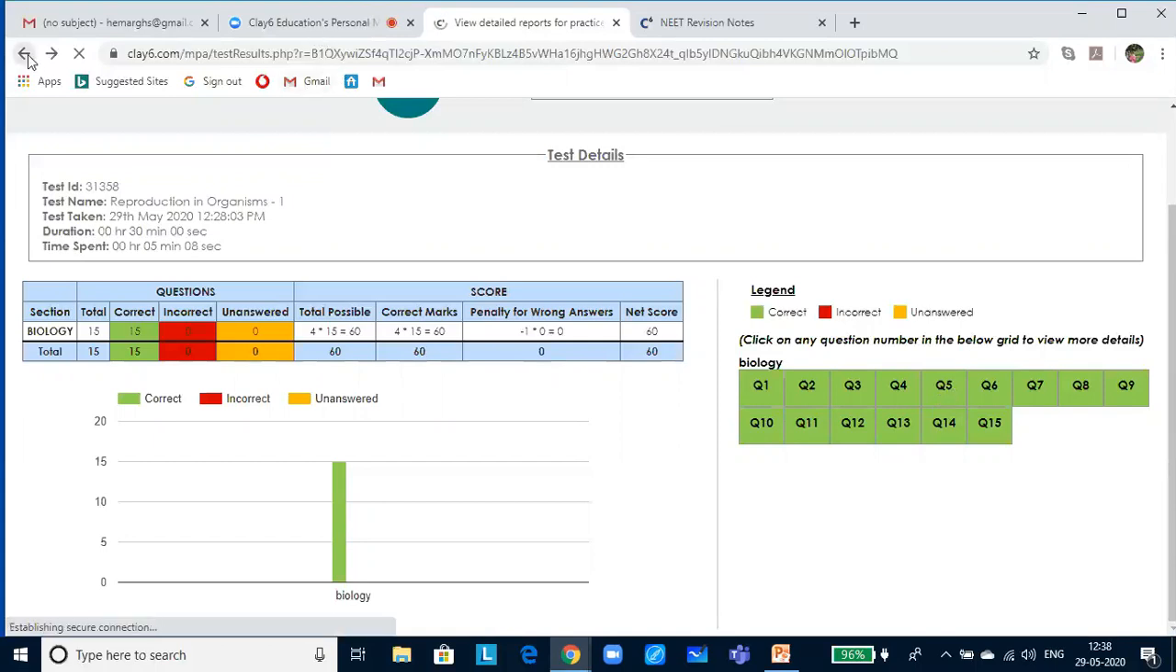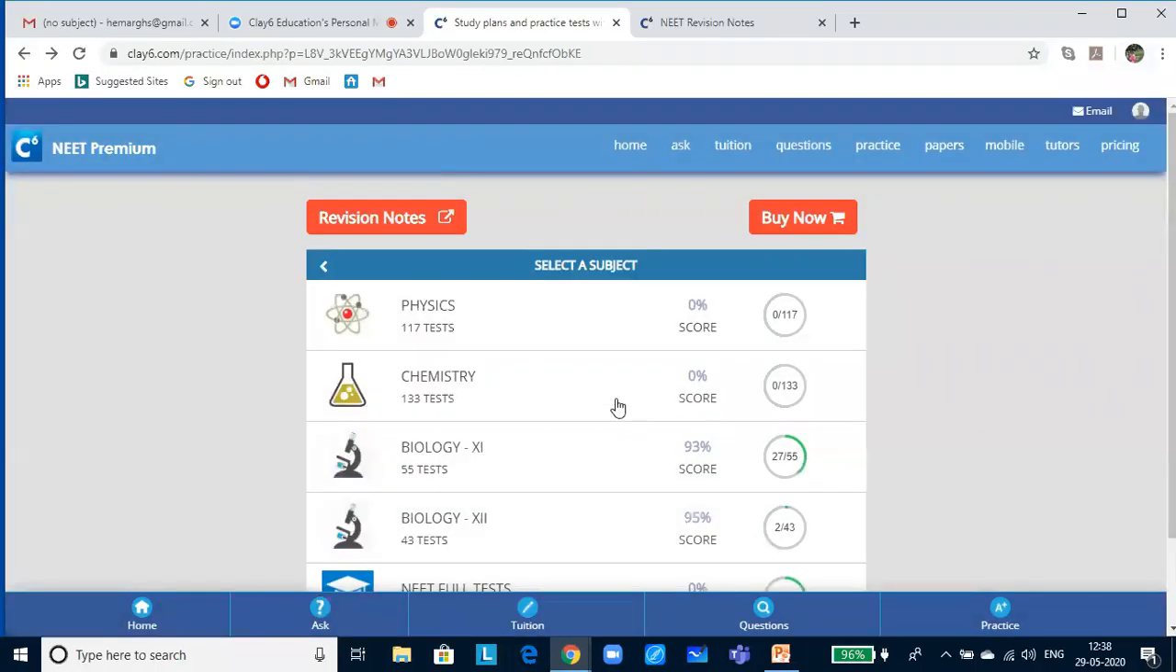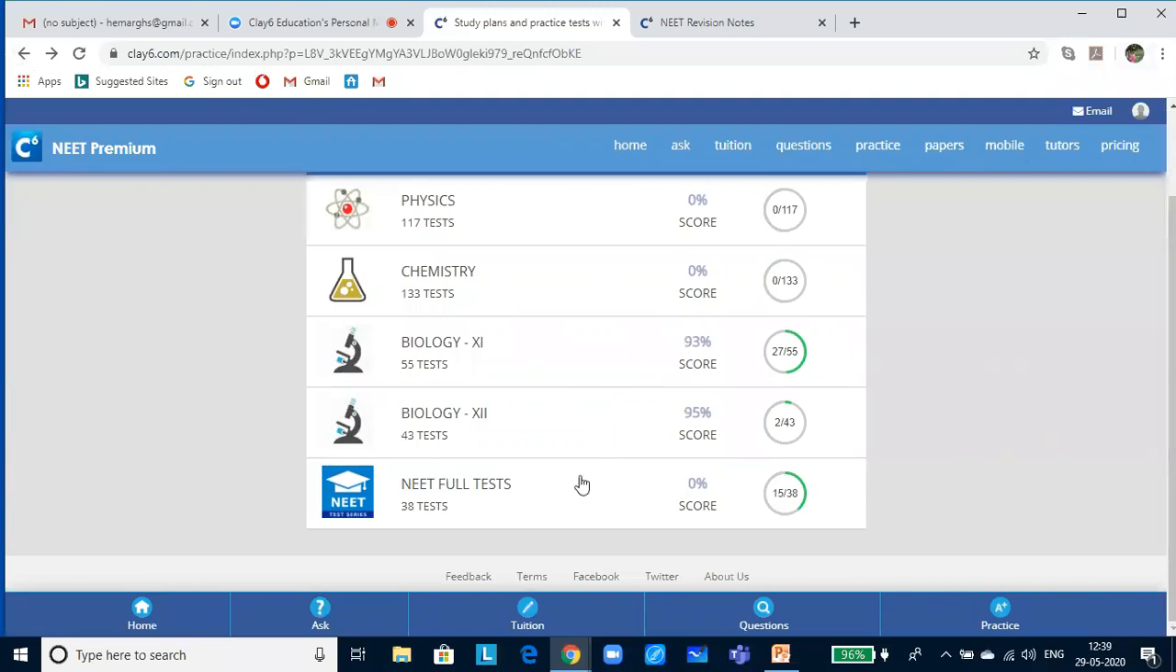Now with this, we come to an end of this session, that is for this lesson. Now here you see NEET full tests, which are 38 in number, out of which 15 are created by the tutors, taking into account the different kinds of questions that can probably be asked in NEET, and also 20 and odd past papers that have been solved. So all these would really help you to prepare well for your exams.